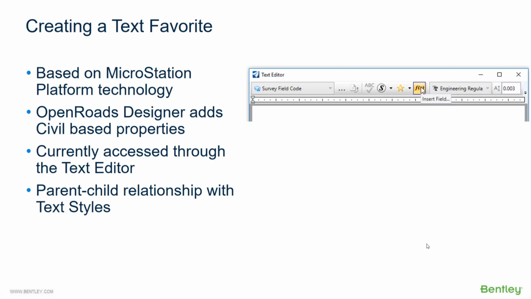To set up our annotation for subsurface utilities, we have to first master the concepts and development of text favorites. Text favorites are produced through the text editor of MicroStation, so they're based on platform technology. OpenRoads Designer adds the ability to harvest civil-based properties, currently accessed again through the text editor, and there are parent-child relationships with text styles.